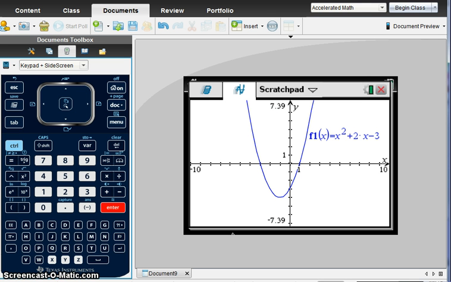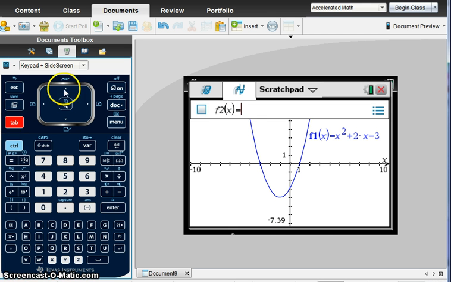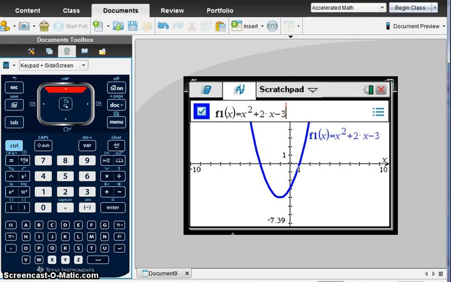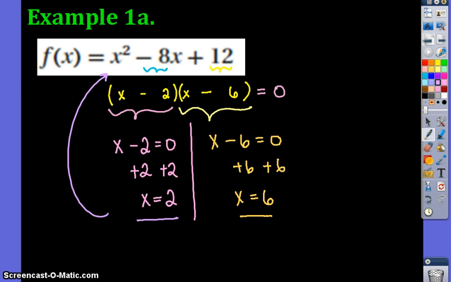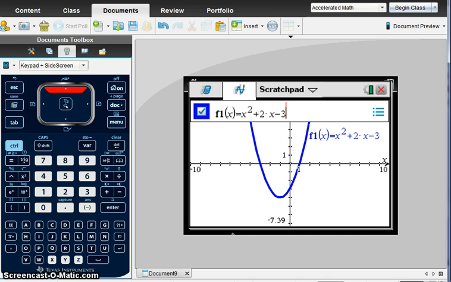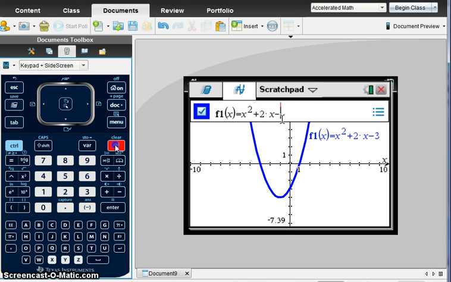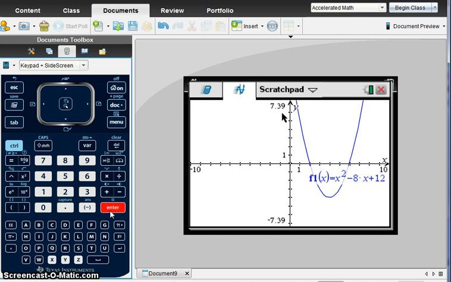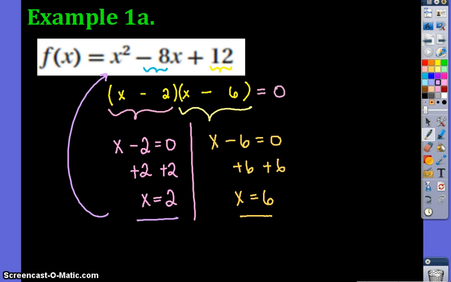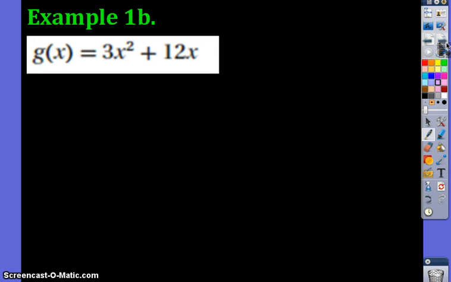Another way to check this would be to go to your graphing calculator, or if you're old-fashioned, your graph paper, and graph these functions. It's x squared minus 8x plus 12. So I'm going to change that really quickly. Minus 8x plus 12. There we go, and you can see we did it right. Our zeros are at positive 2 and positive 6, which is what we said they were going to be. All right, another one, and then we're done for this lesson.